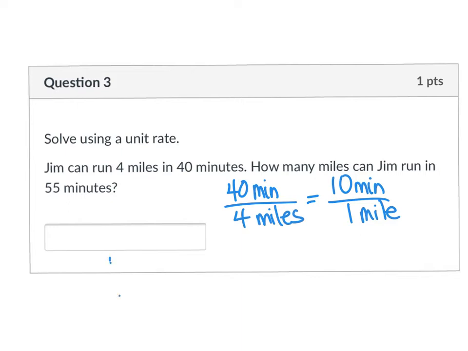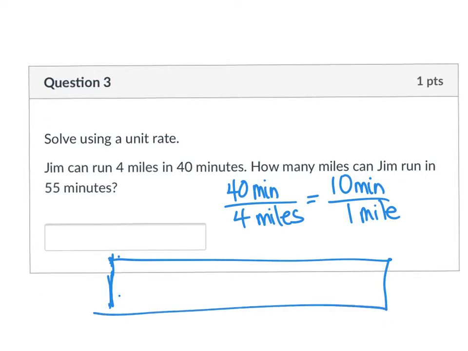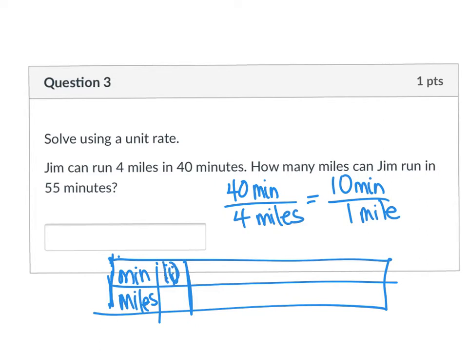One way you might want to do this, now that you know your unit rate, is you could create a table. So I can just draw a quick little table comparing minutes to miles. I'm going to start with my unit rate, which I know it takes him 10 minutes to run 1 mile. And then I can keep going with that pattern.